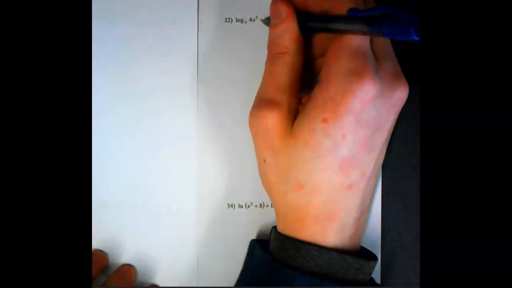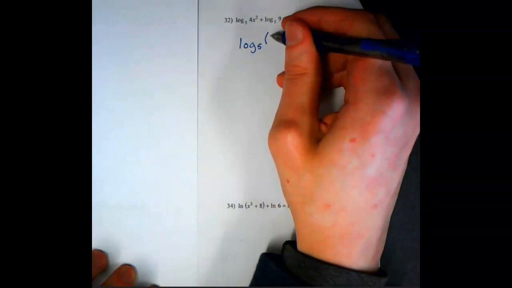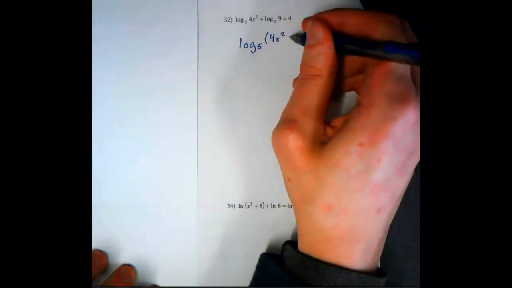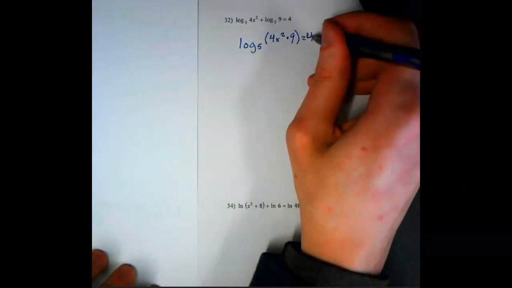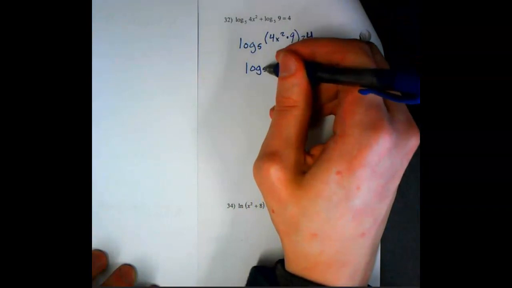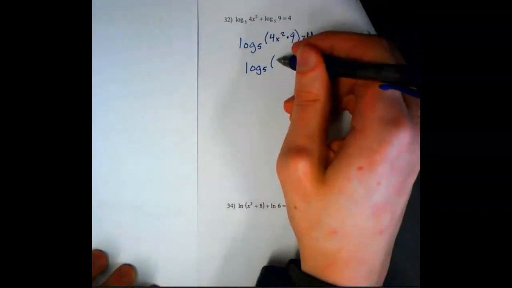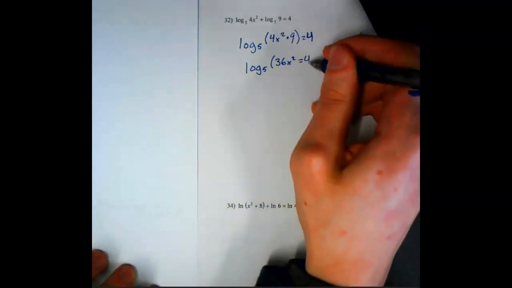Okay, so we will be solving this problem. We have that same base, and we are adding, which means that we will multiply what's on the inside. So log base 5 of 4x squared times 9 equals 4. When we combine that together, we have log base 5 of 36x squared equals 4.